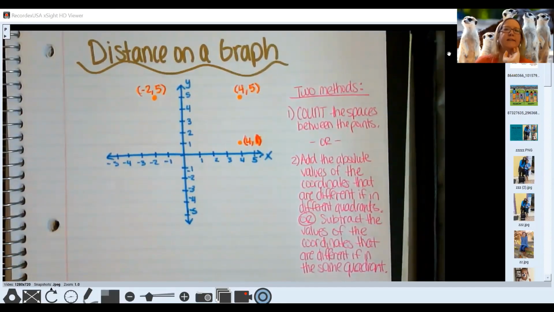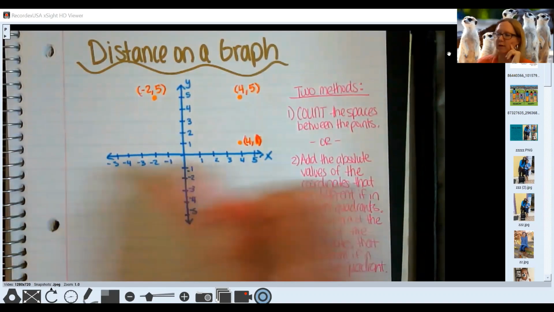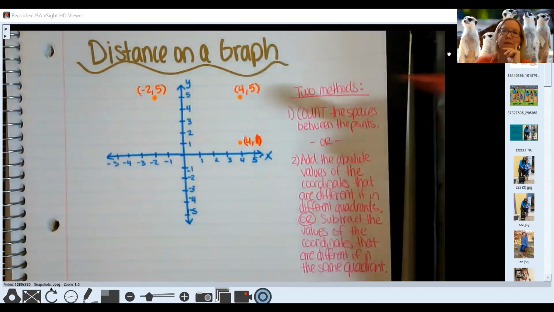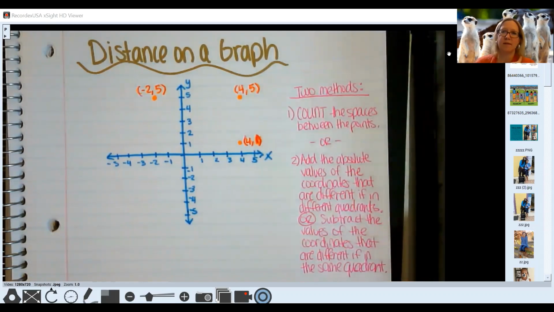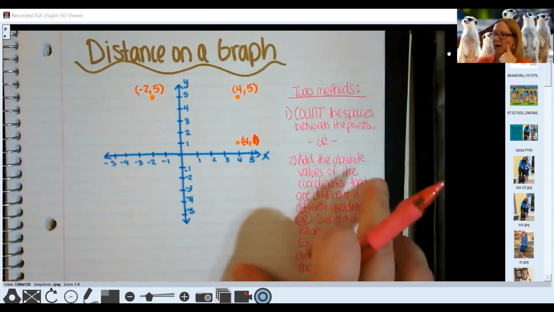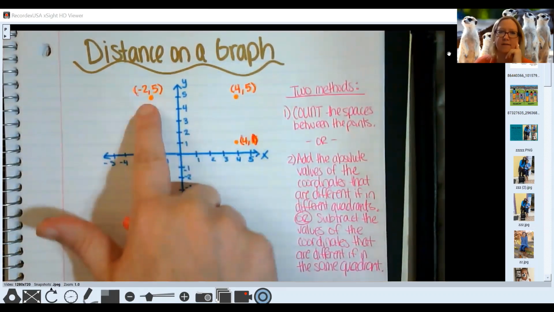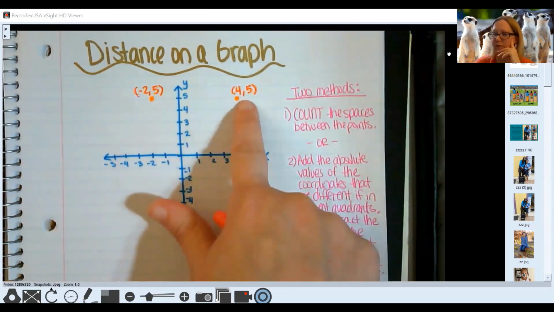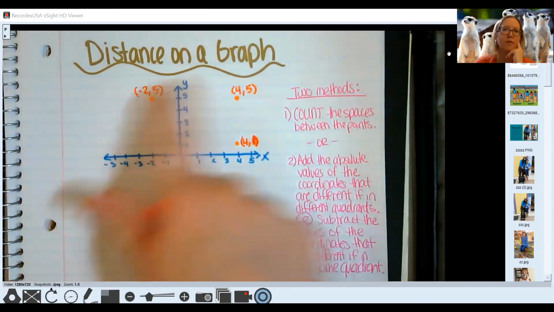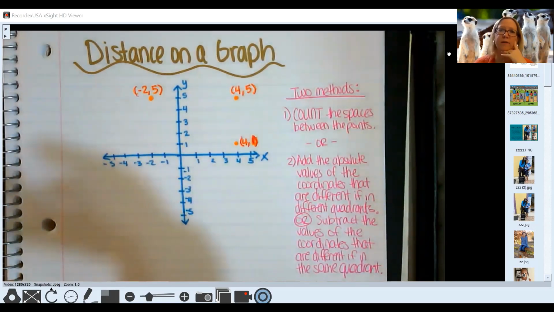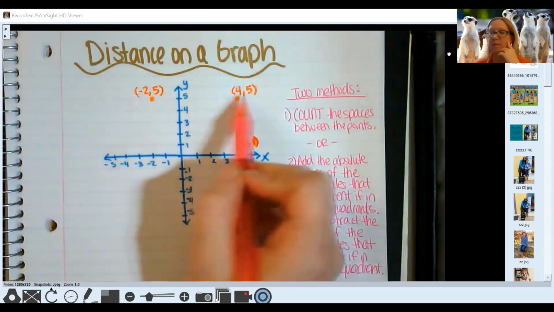If you're finding the distance between 2 points on the coordinate plane, there are two ways that you can do it. You can either count the spaces, which in my opinion is going to be the easiest way, and that's often how I do it. So in other words, if I gave you these 2 points right here, say -2, 5 and 4, 5, and I asked you how far apart those are, what's the distance between those two, one way you can do it, like I said, is just count the spaces in between.